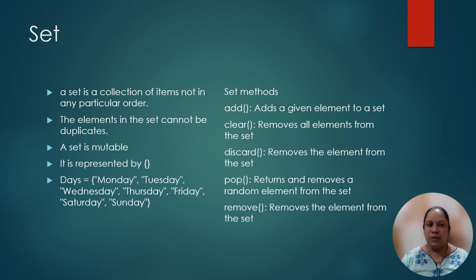Next is a set, right? A set is a collection of items not in any particular order, and a speciality of a set is that the values are not repeated in a set. Okay, and it is denoted with braces. These are the brackets it is denoted with.